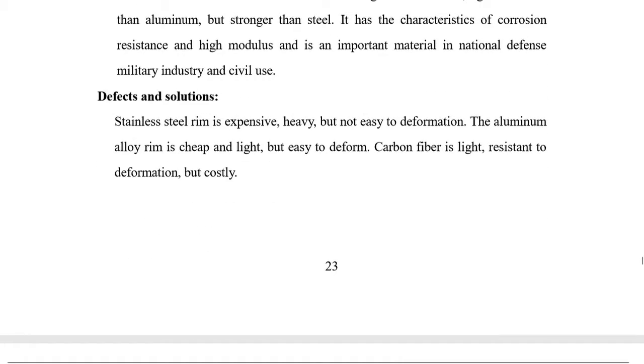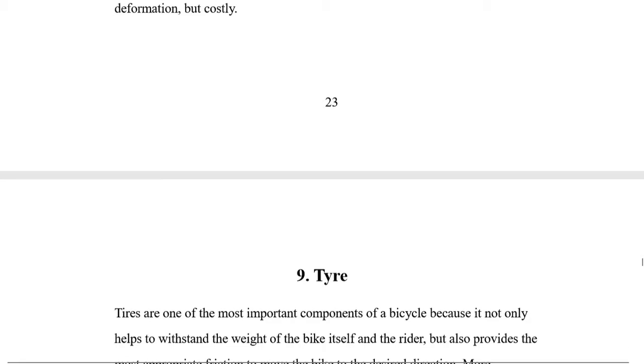Finally, about its benefits and solutions. Stainless steel rims is expensive, heavy, but not easy to deformation. The aluminum alloy rings is cheap and light, but easy to deform. Carbon fiber is light, resistant to deformation, but costly. That's all. Thank you.